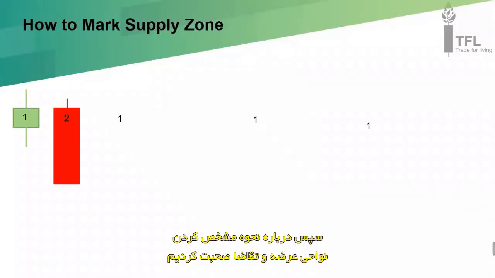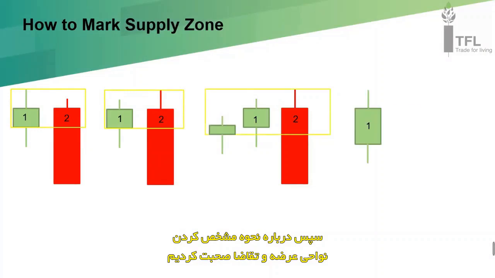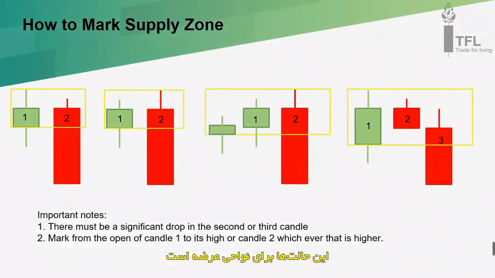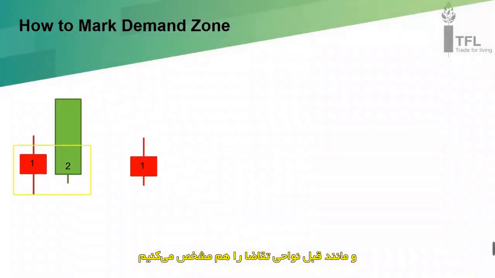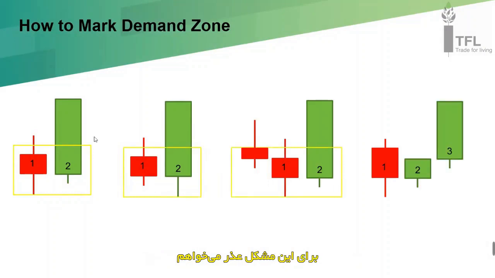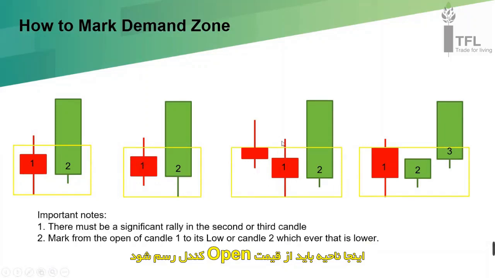Next, of course, we have our definition of how to mark our supply zone and demand zone. So this is for the supply zone, and of course, we have the way of marking our demand zone. Sorry for that, this is supposed to be at the open, at the open of the price.